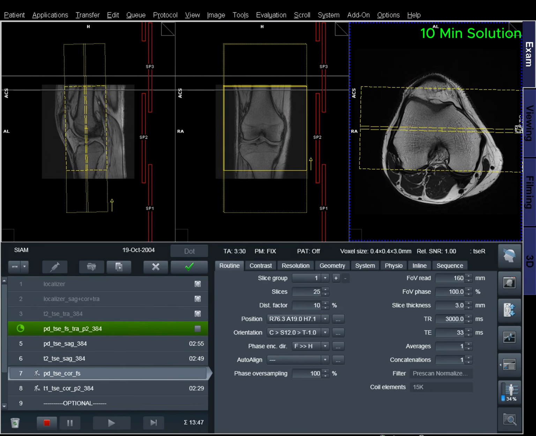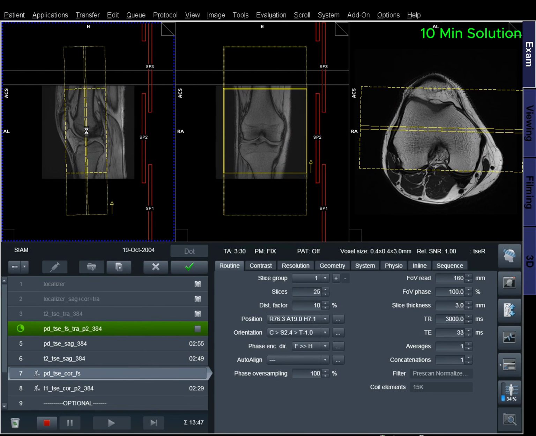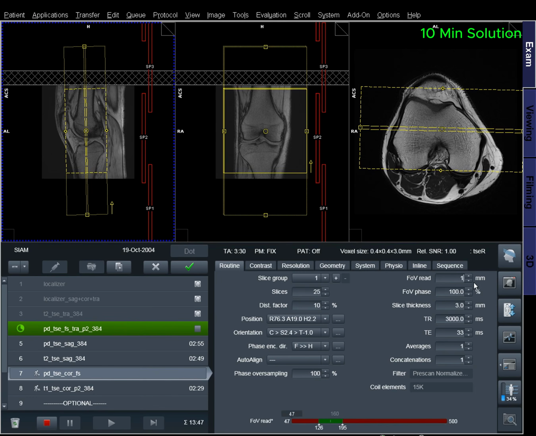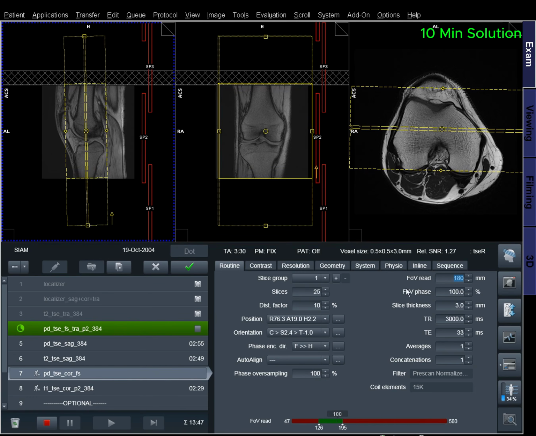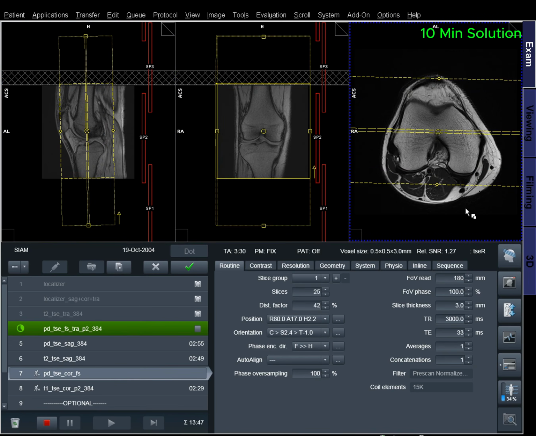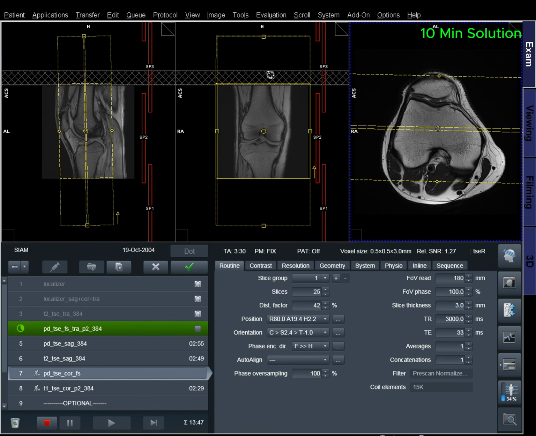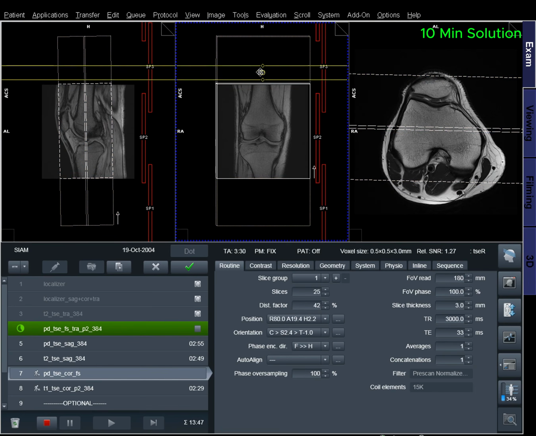PD fat-sat coronal. Plan the coronal slices on the axial plane, angling the planning block parallel to the medial and lateral condyle of the femur. Check the planning block in the other two planes. An appropriate angle must be given in the sagittal plane, parallel to the midline of the femur and tibia.